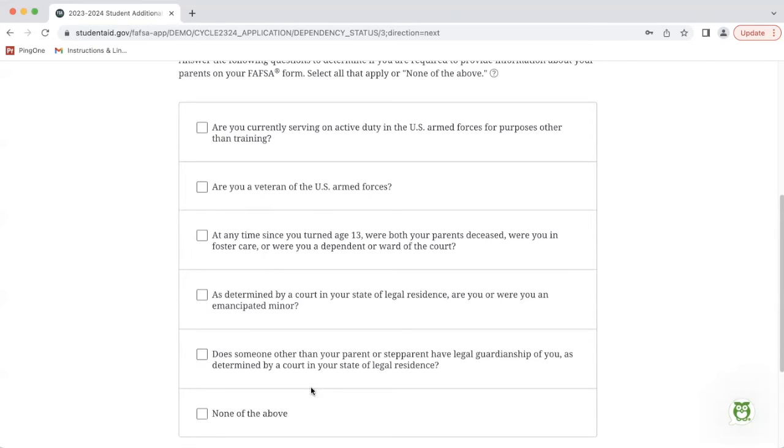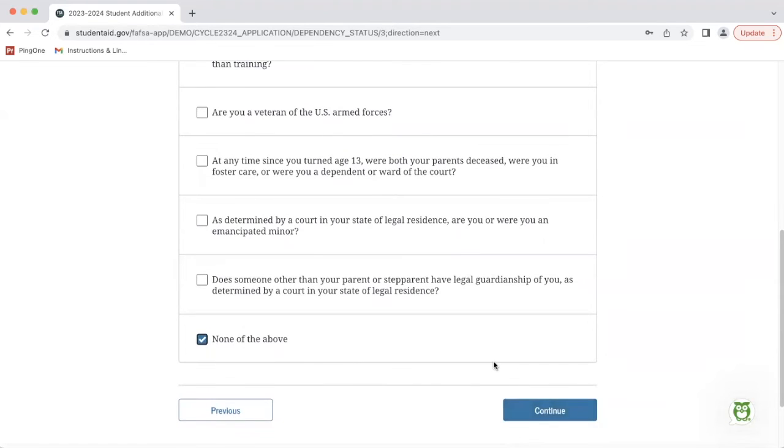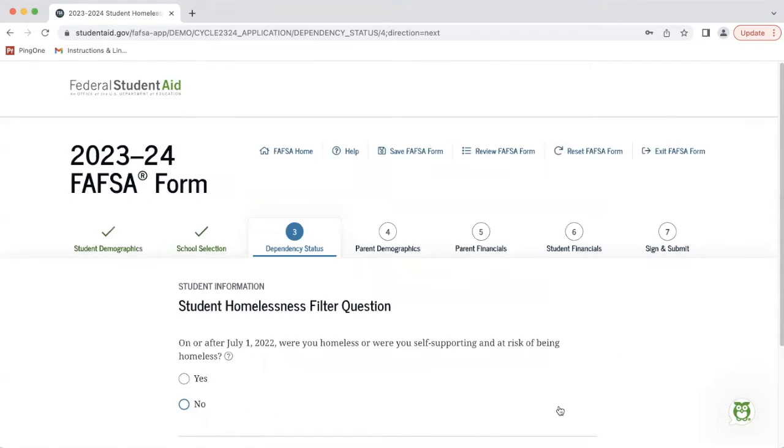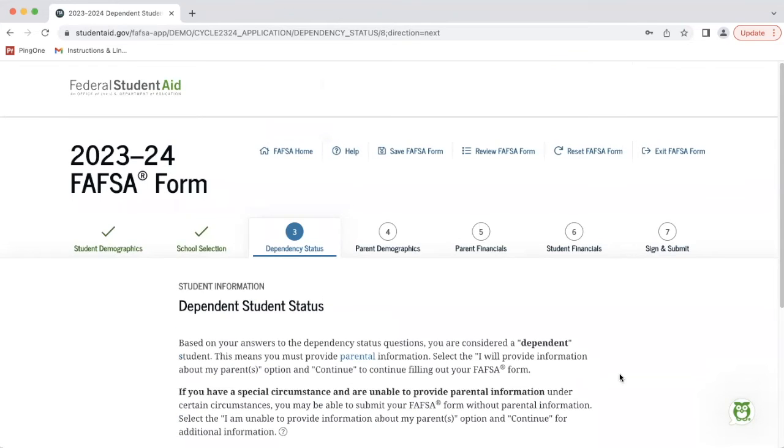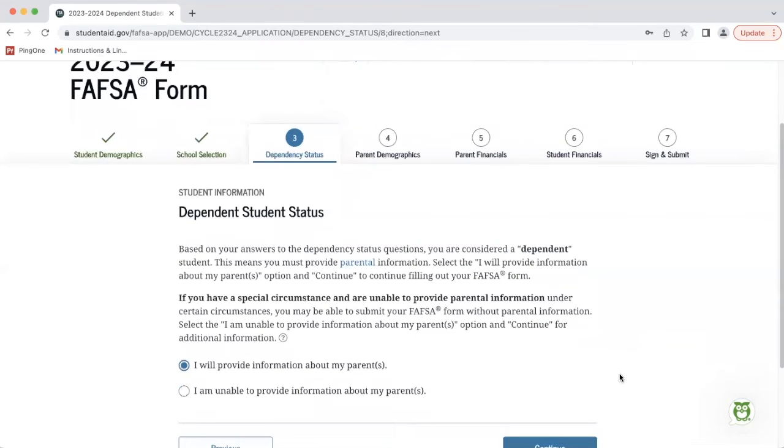But as we stated earlier, in this example, we're a dependent student who lives with parents, so we're going to put none of the above. The next question asks, on or after July 1st of 2022, were you homeless or were you self-supporting and at risk of being homeless? Based on how we answer these questions, the FAFSA has determined that we are, in fact, a dependent student. And what that means is that we need to provide parent information on the FAFSA. And it allows you to select that option.